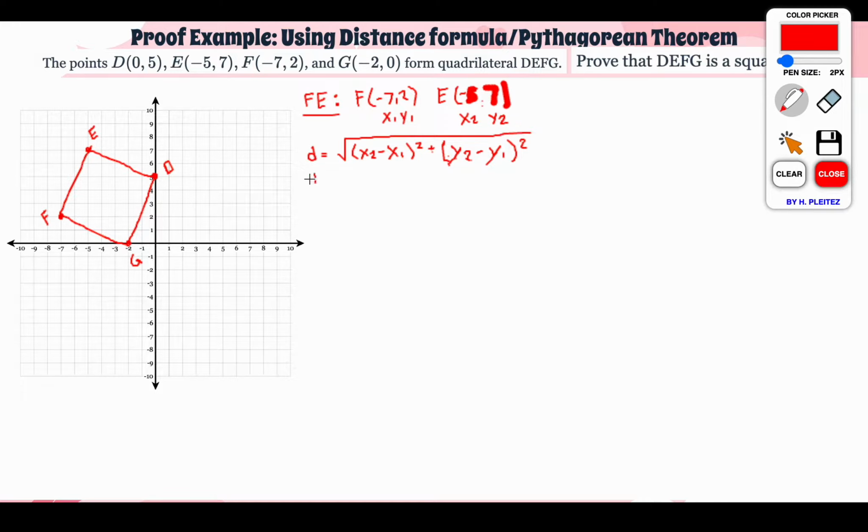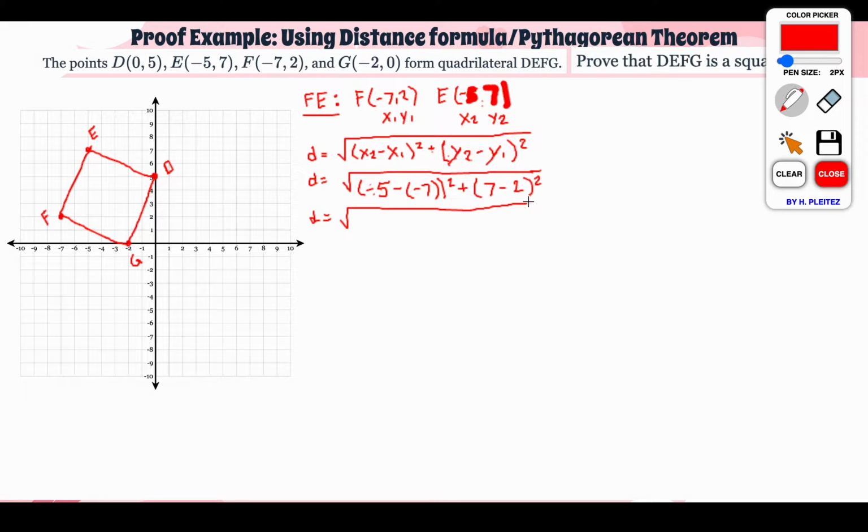So let's go ahead and make our substitution. d equals radical, our x2 value is negative 5 minus our x1 value, which is negative 7. All of that is going to be squared, and then plus our y2, which is 7, minus our y1, which is 2, and that's going to be squared. Now notice I'm going very slow and not skipping any steps, because we have those double negatives that pop up sometimes, and we need to be on the lookout for that.